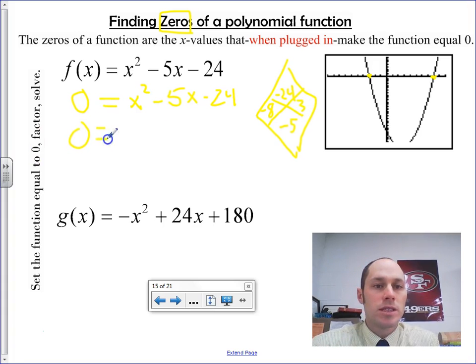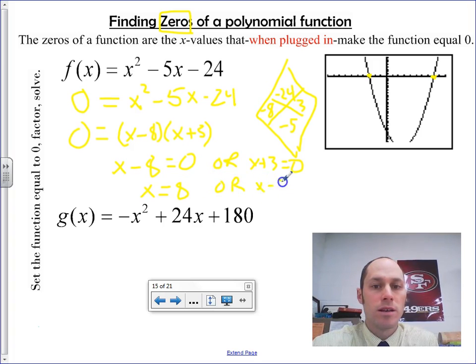So 0 equals x minus 8 times the quantity x plus 3. And then in that case, either x minus 8 equals 0 or x plus 3 equals 0. And we should see that we get a value for our value of x. Either x is 8, because x minus 8 is 0, or x would be negative 3, because negative 3 plus 3 is 0.